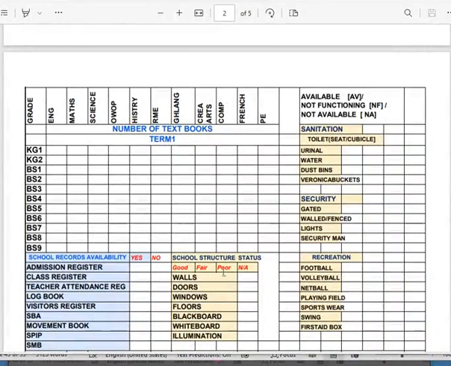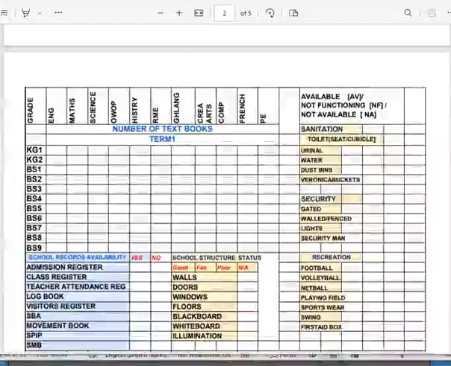School structure status. How does the school structure look like? The walls of the school, is it good, fair, poor, or you don't have? That's non-availability. So we state it here. Doors, good, fair, poor, non-availability. Put it here. Windows, good, fair, poor. Floors, blackboard, whiteboard. Illumination, that's lighting in the class. If it is good, you state. If it is poor, state. If it is non-available, you state it.